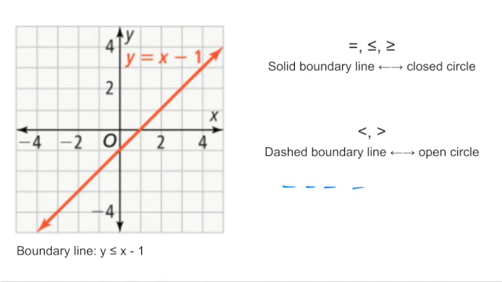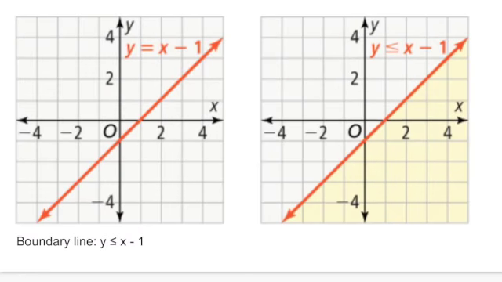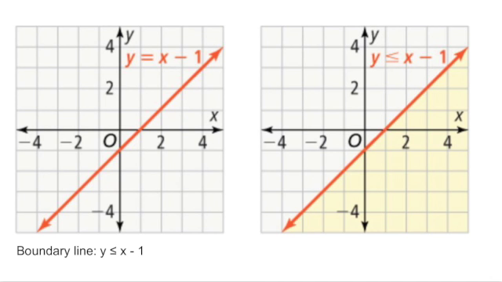Since our inequality is y is less than or equal to x minus 1, we're trying to figure out where the y values are less than our boundary line. Are the y values less than our boundary line above the boundary line, so in this area, or below the boundary line in this area? So it should end up being that all the values that are below our boundary line here are where the y values are less than or equal to x minus 1. So any point within this area will be a solution to our linear inequality.